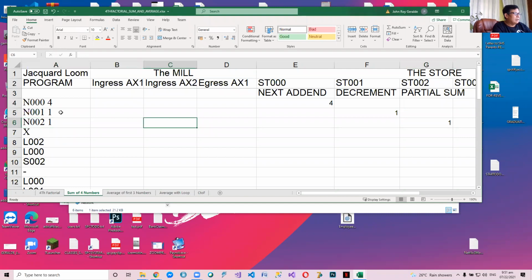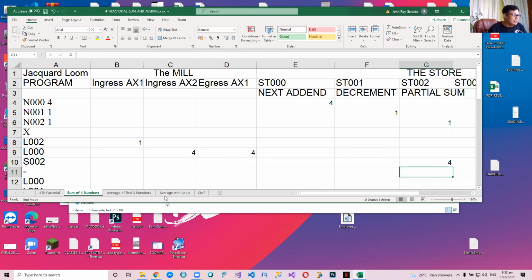Now the first operation is times, because we are going to initialize the first sum by multiplying it by 1. So we multiply S002, which is our partial sum, with S000, which is 4. 1 times 4 is 4. Do you follow, everyone? This is the answer to our assignment. So we store the partial sum in S002. Our partial sum is now 4. Do you follow?